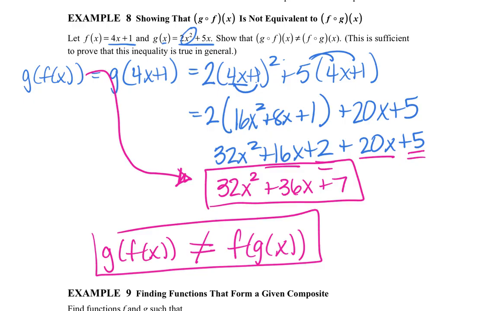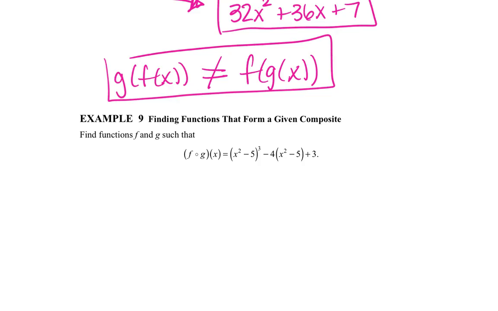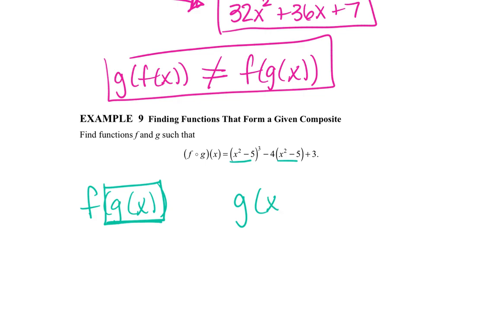And then our last part. So they've given me a composite and they want us to figure out which part is the f of x and which part is the g of x. So this is how you do it. So we know f of g of x. So we want to know which part is g of x. So I see that this piece right here is repeated. So I'm going to say, well, g of x is x squared minus 5.